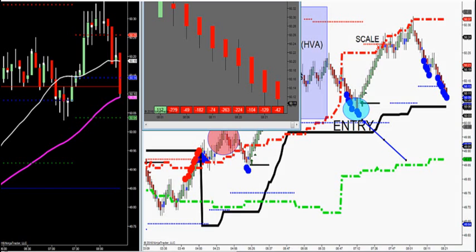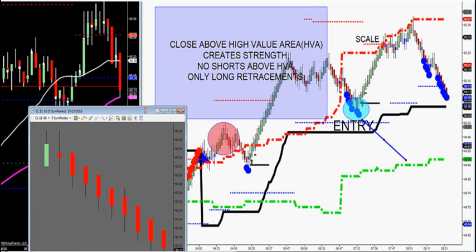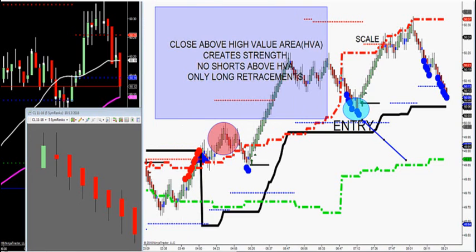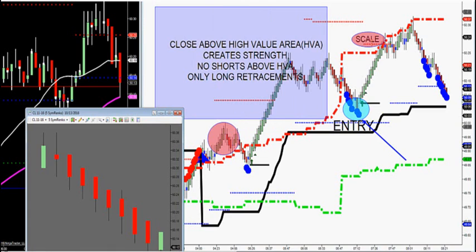The first place to scale is either on your automated dome or the first set of symmetry dots. And I went over this video yesterday. You can play yesterday's video. After you enter and you place your stop 2 ticks below that swing low, you can see the symmetry dots up here. Great place to scale your contracts. I want you guys and gals, according to my methodology, to scale 50% of your position. If you do 4 contracts, scale the first 2.